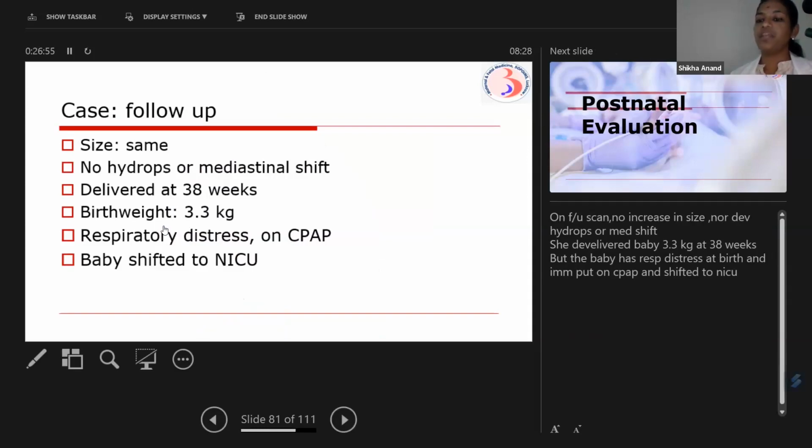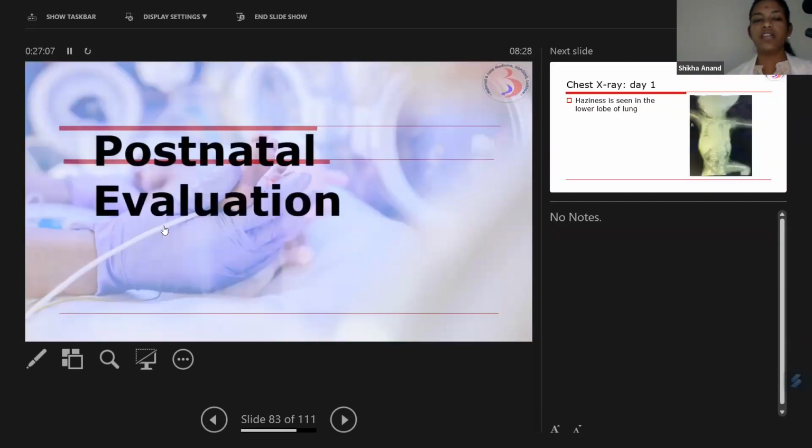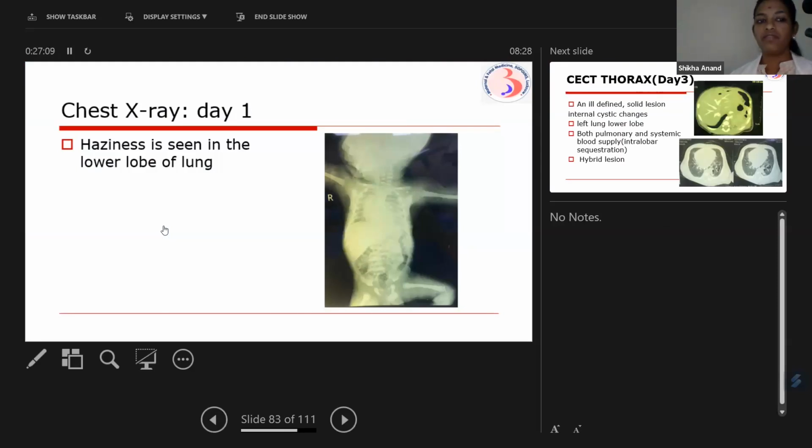She delivered a baby of 3.3 kg at 38 weeks, but the baby had respiratory distress at birth, and hence the baby was immediately put on CPAP and shifted to NICU. Postnatal evaluation was done. Chest X-ray was done on day 1, which showed a haziness in the left lower lobe of the lung.